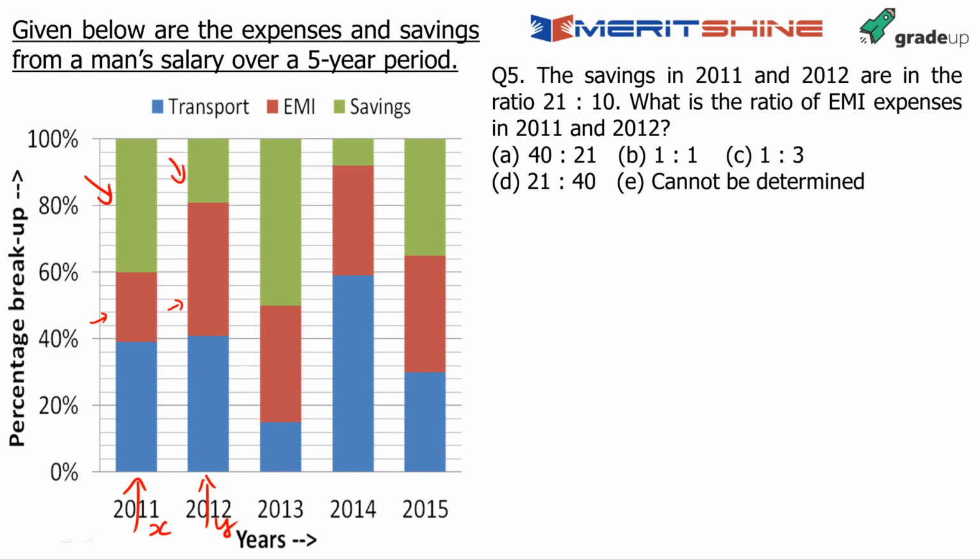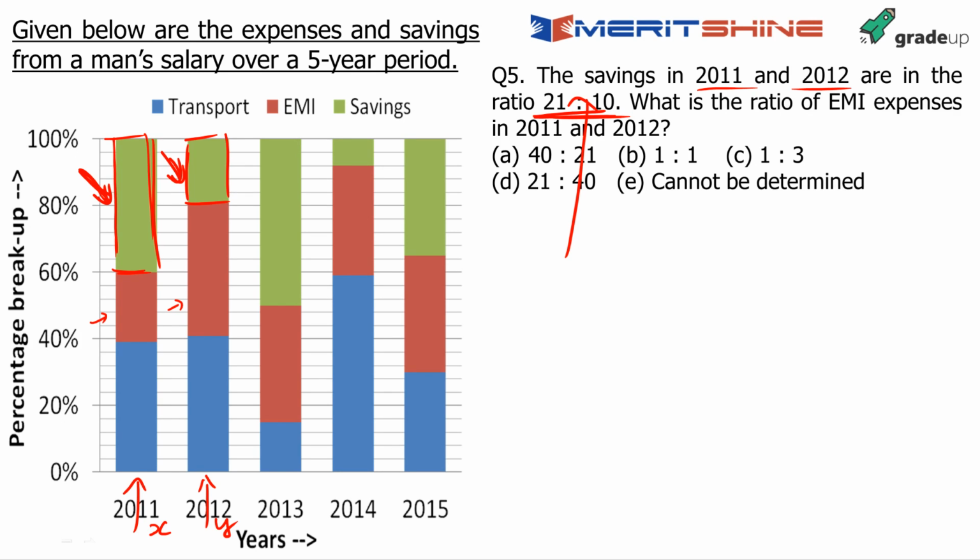Look at this now. The savings in 11 and 12 are in the ratio 21:12. Fine, 11. Look at 11 now. Where are the savings? Savings are this green part and this green part. This is 21:10. Can I say that this already looks very similar, this ratio? I'm just talking about approximations here, nothing else. So can I say X and Y have to be almost equal? If this is 2, this is 1. It's almost equal, isn't it? So this is already in the ratio 21:10.